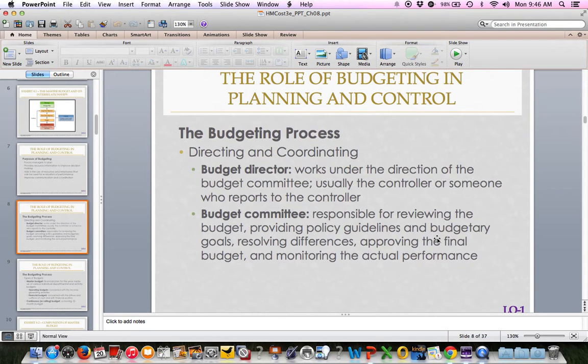Now, of course, that's the ideal way to do it. Does every business do it that way? Probably not, right? We can probably all think of businesses that have fallen short of that. So the budgeting process, page 377, they begin to talk about this.